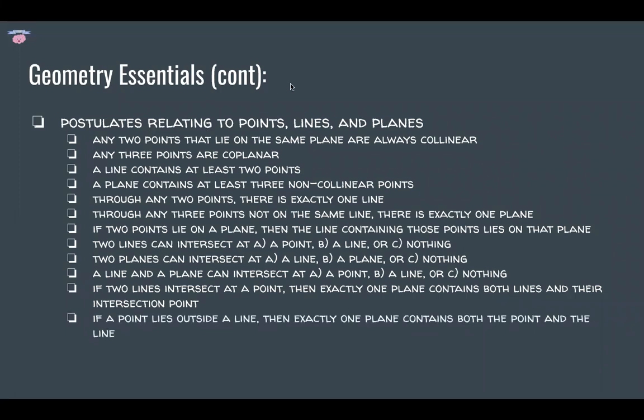If a point lies outside a line, then exactly one plane contains both the point and the line. So similarly, this line has to have at least 2 points. And this is the third non-collinear point because it's not on the same line as this. Therefore, we have 3 non-collinear points.